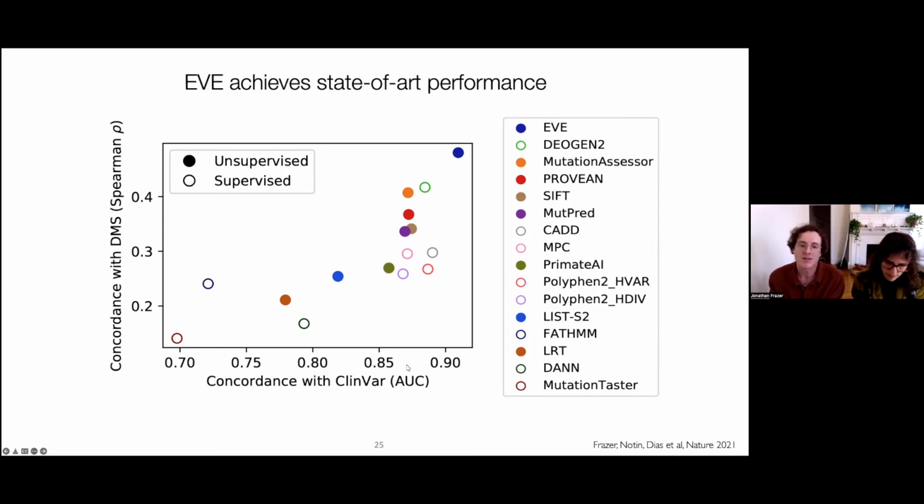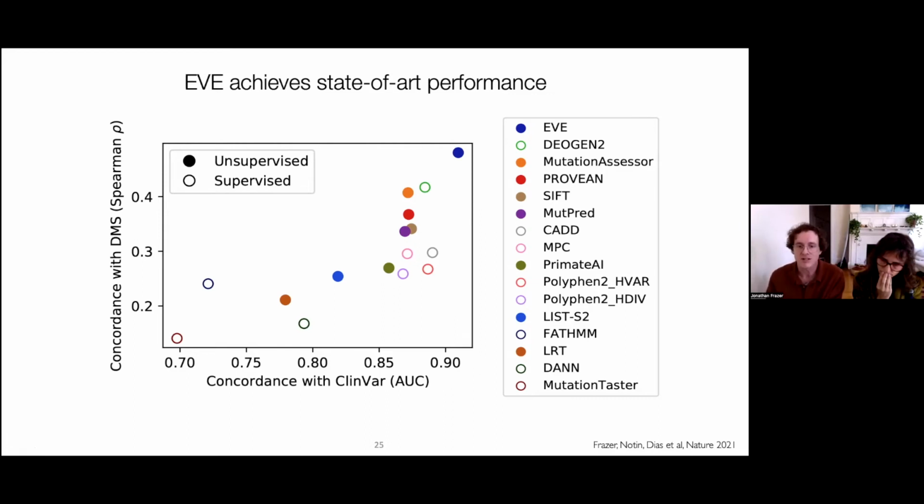But the downside of this, of course, is that we're using for testing labels that were used in training these models. So there's some circularity here. Nevertheless, it was a really nice surprise to us to see that our model outperforms on this benchmark, despite the circularity. And this is not something we were expecting going into this project.